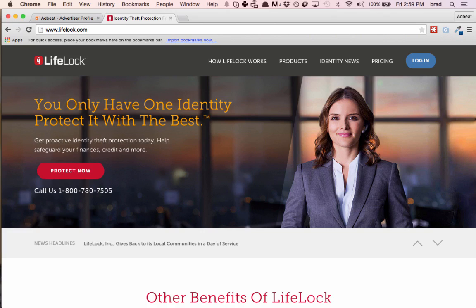Now, one of the funniest parts about using AdBeat is seeing all these new advertisers popping up. Some of them are a bit surprising and are in niches you never think of. So for example, it was recently brought to my attention that there's a company called LifeLock that is spending a lot of money on display.